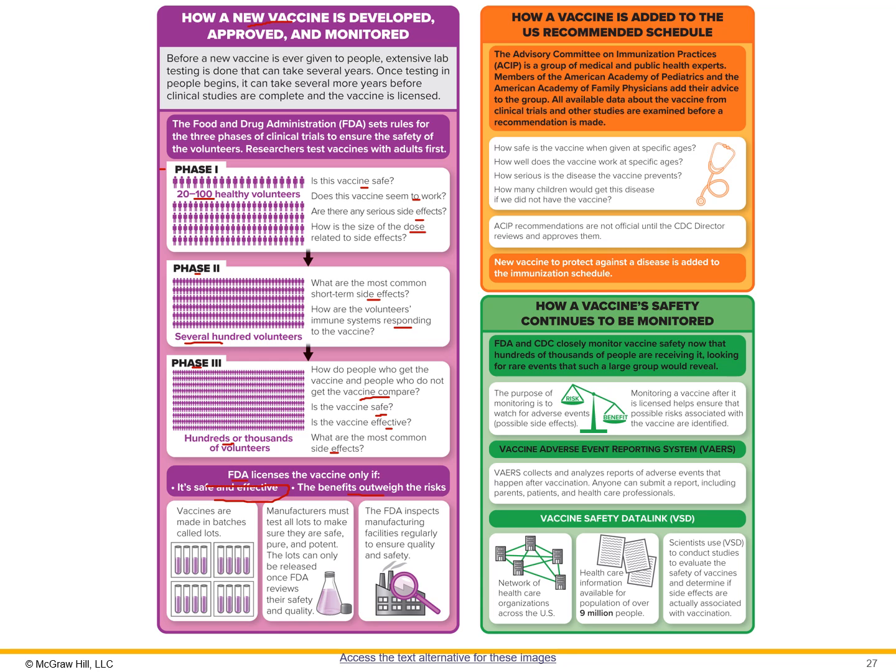So now we can also have a U.S. recommended schedule that determines the safety of when the vaccine should be given. So what ages should it be given to? How well does it work in different age groups? How serious is the disease that we're vaccinating against? Is it life-threatening or just rather a nuisance kind of disease? And then also how many children would get the disease if they didn't have the vaccine.